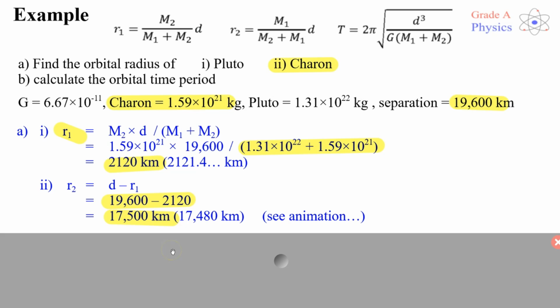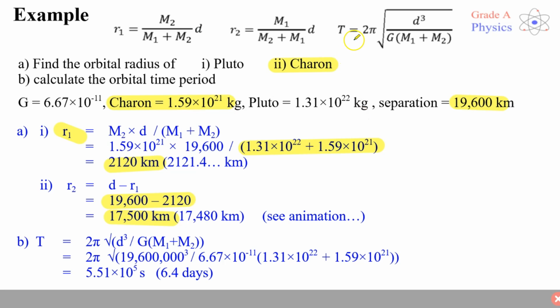And then part B, we're trying to find the orbital time period. This should be a straightforward substitution. So 2 pi is on its own. We're going to find the square root of D cubed. Remember, this is kilometres, so we're going to have this in meters. So 19,600 multiplied by 1,000, and then all cubed, then divided by G, and we just add together the two masses, and we get our answer in seconds. That's probably fine for this question, but we might be asked to write that in hours or days, so we can convert that as required.